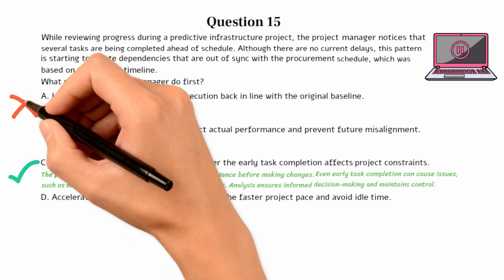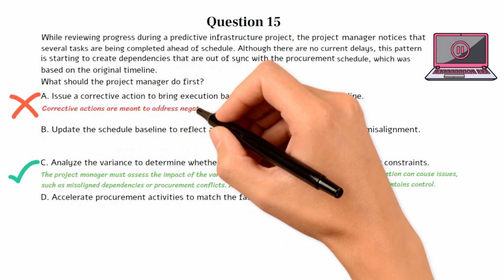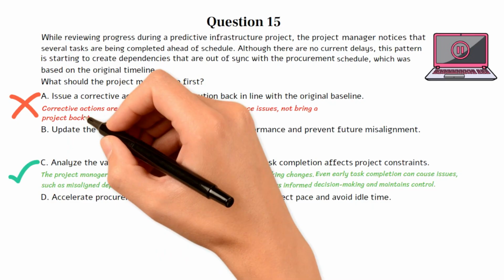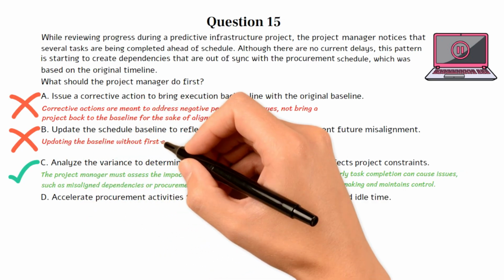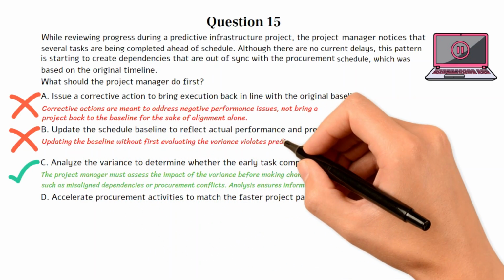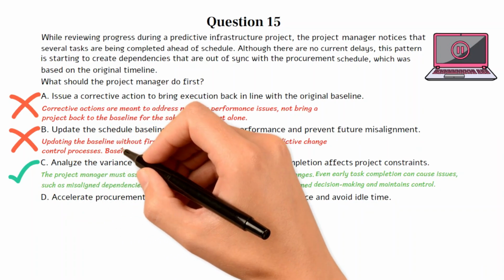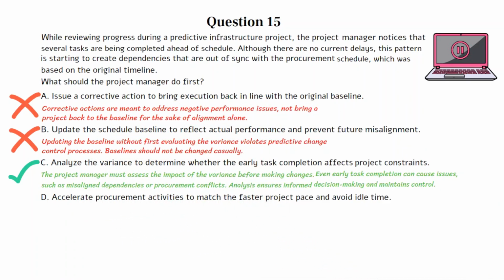Choice A is incorrect. Corrective actions are meant to address negative performance issues, not bring a project back to the baseline for the sake of alignment alone. Choice B is incorrect. Updating the baseline without first evaluating the variance violates predictive change control processes. Baselines should not be changed casually.